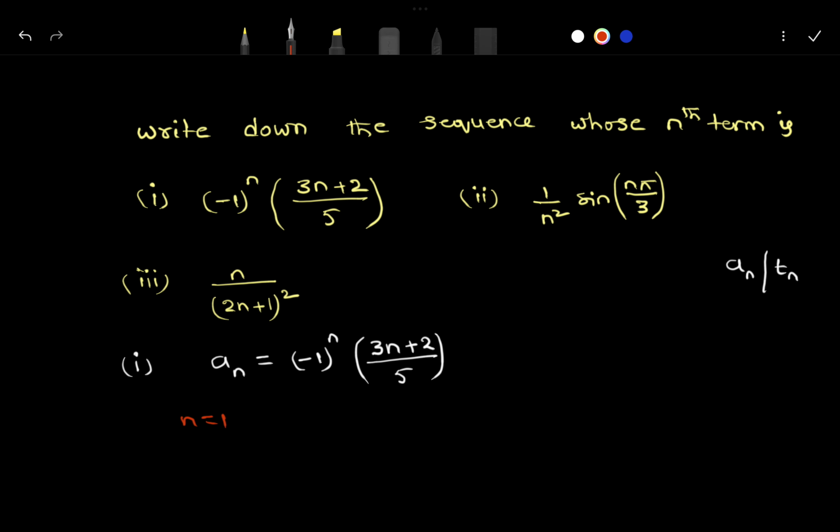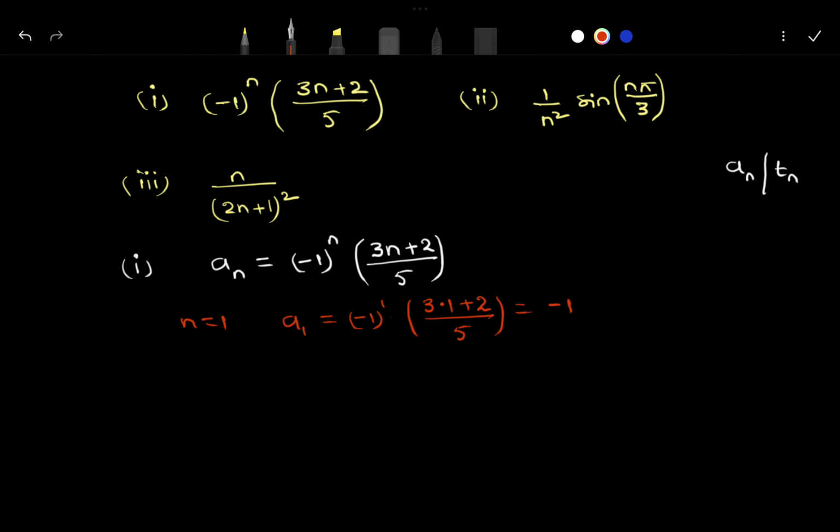So n is equal to 1 means a1, that is called the first term. This value will be (-1) to the power of 1 into (3 into 1 plus 2) divided by 5. Now (-1) to the power of 1 is minus 1. 3 plus 2 is 5. 5 by 5 is 1. So the first term is minus 1.